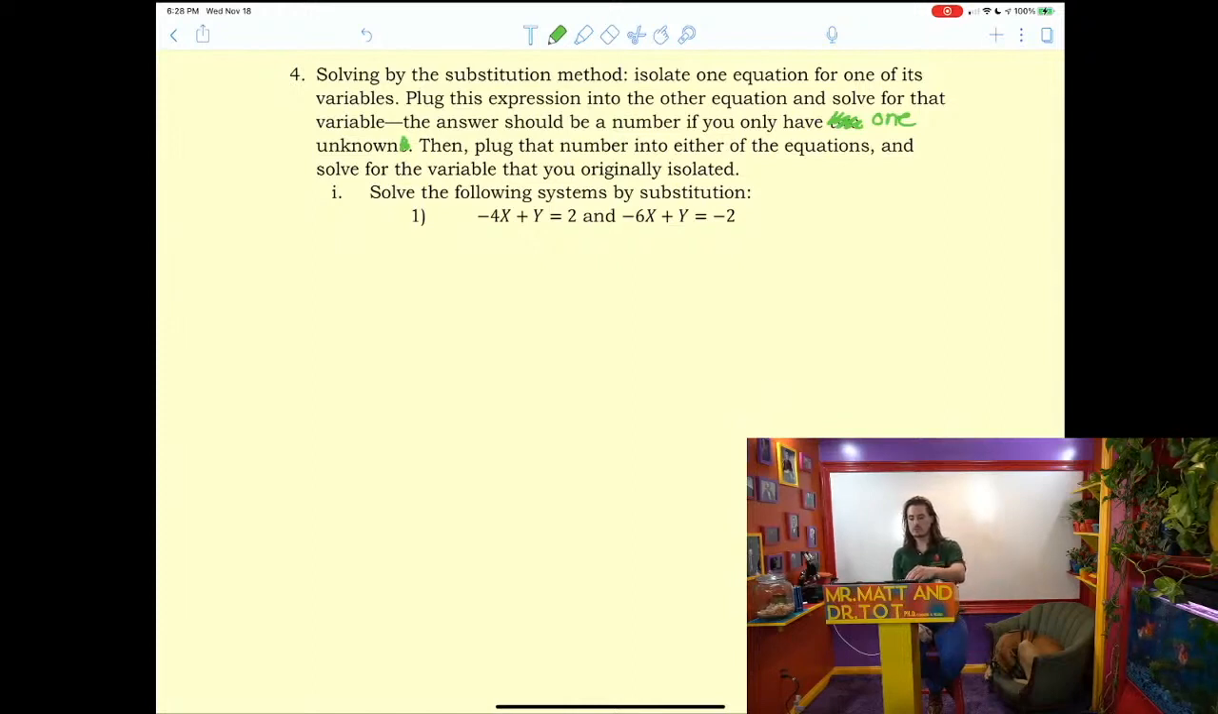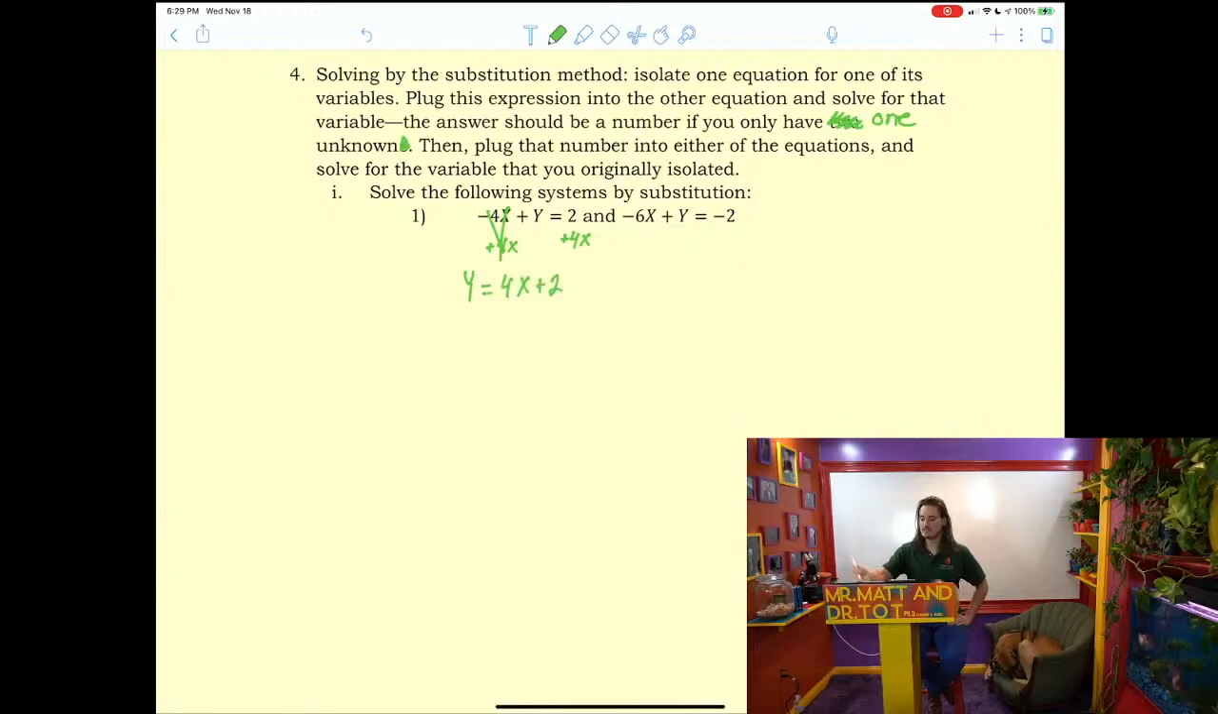Okay, so to solve with substitution, we're going to pick one equation and isolate it for one of the variables. Now you want to make your life as easy as possible. So if we look at the first equation, notice that it's much easier to isolate for y than it is for x because the x has a coefficient next to it. So if I just add 4x to both sides of this first equation, that'll cancel out the 4x on the left and leave me with the equation y is equal to 4x plus 2.